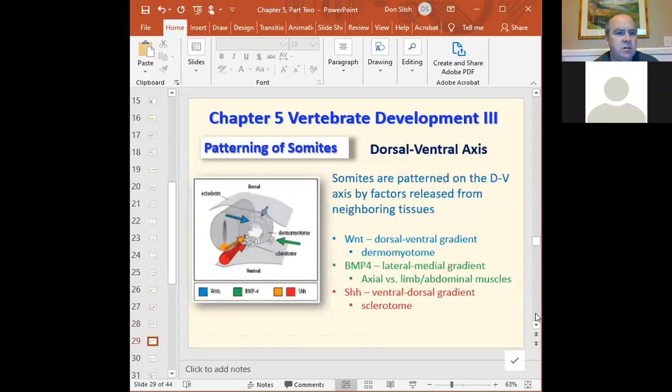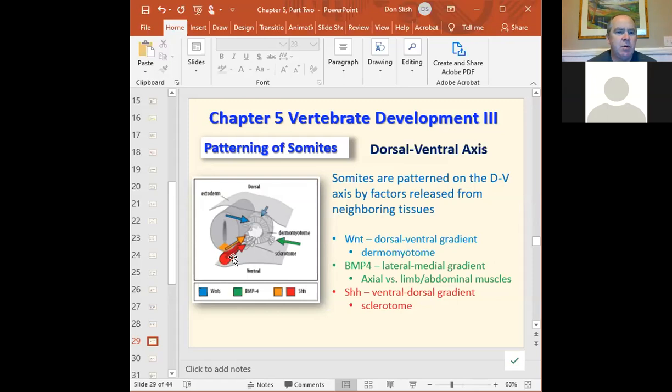If we move on to slide 29, you can see we've got 3 different gradients here of hormones that are causing this to happen. Up here, the top of the notochord is releasing Wnt. So you've got a dorsal ventral gradient of Wnt, which is causing the dermomyotome to differentiate on top, and the lack of Wnt is giving you the sclerotome down here.